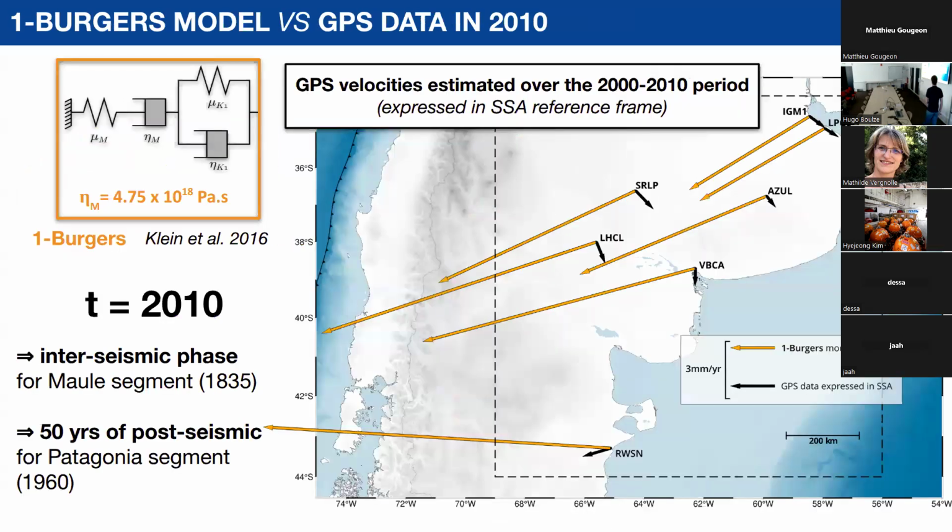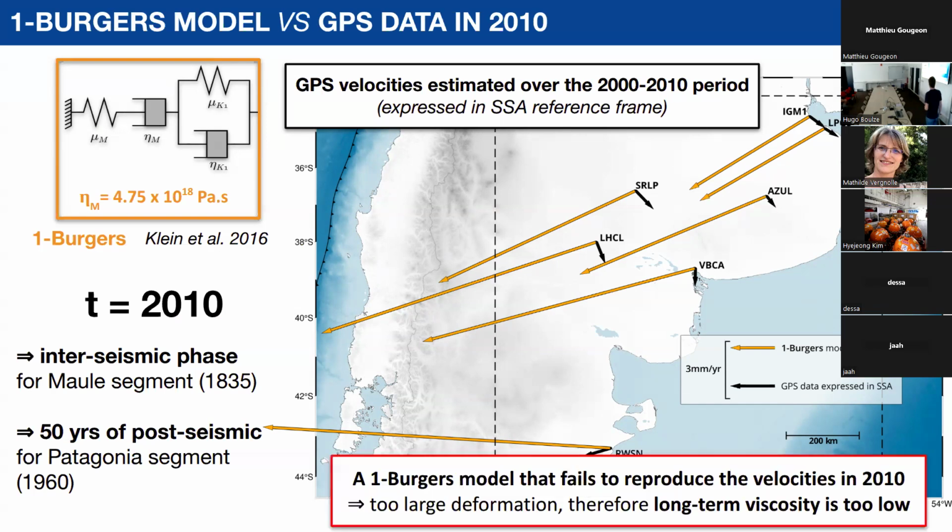So this is the deformation we have before the Maule earthquake, taking into account these three segments. We have a kind of rotation that we also observe in the data, but we have too large a deformation. It means that in our model, the viscosity that controls the long-term deformation is too low. We need to increase this viscosity.